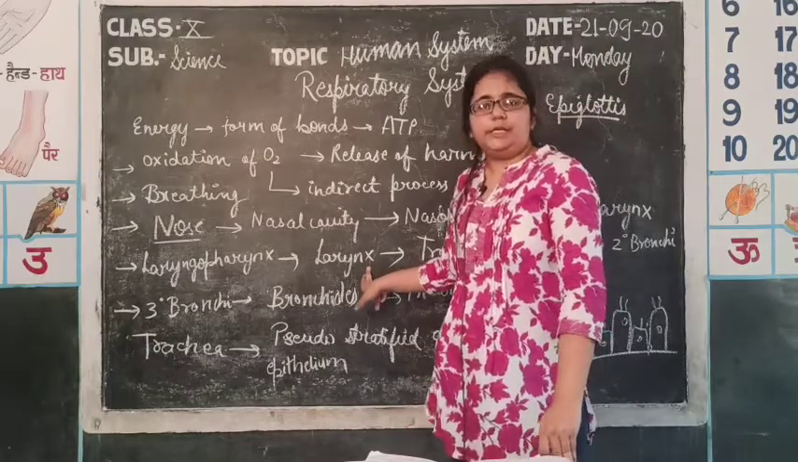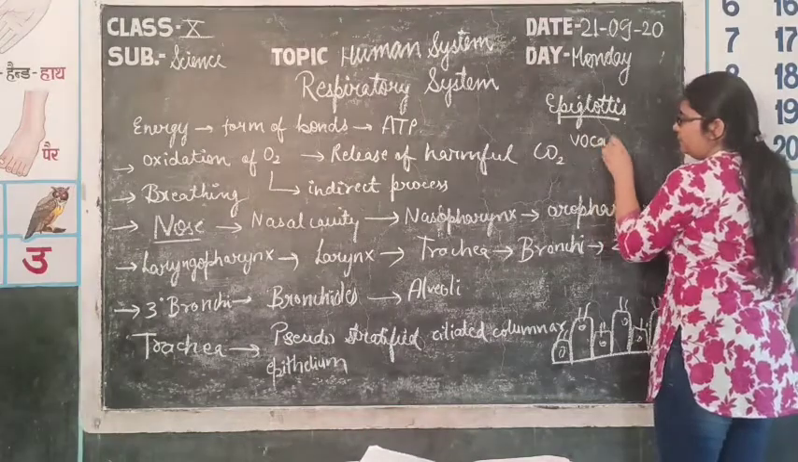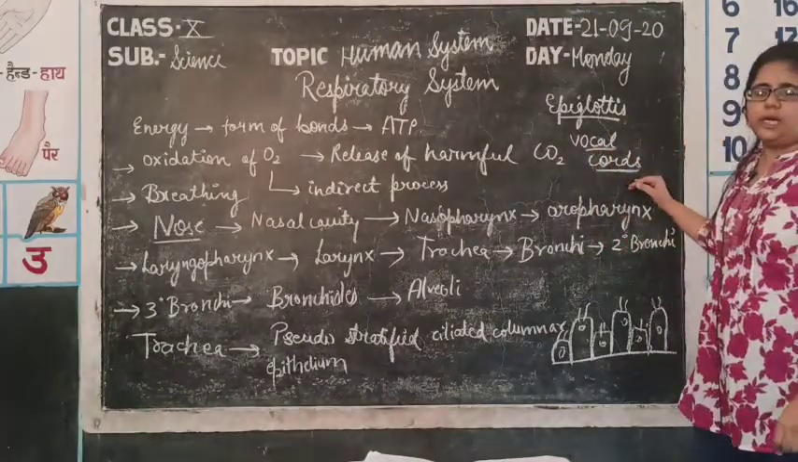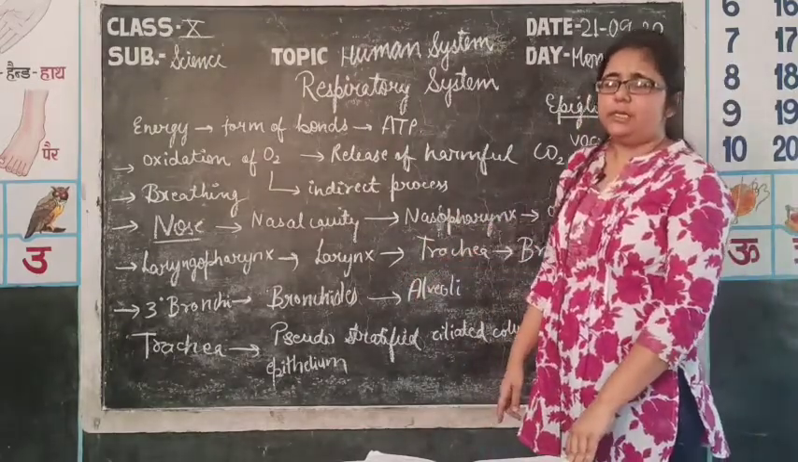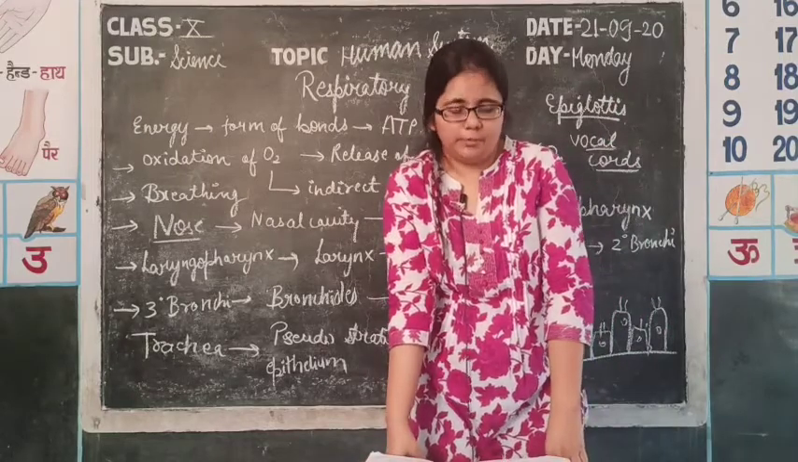A structure there is the vocal cords. These vocal cords are present in the larynx region. These are membranous structures, and vibration in these membranes leads to the production of sound.